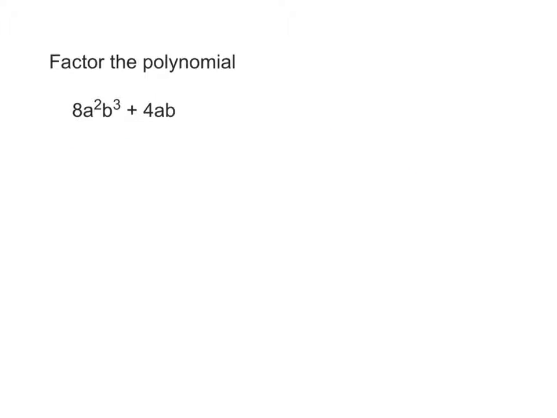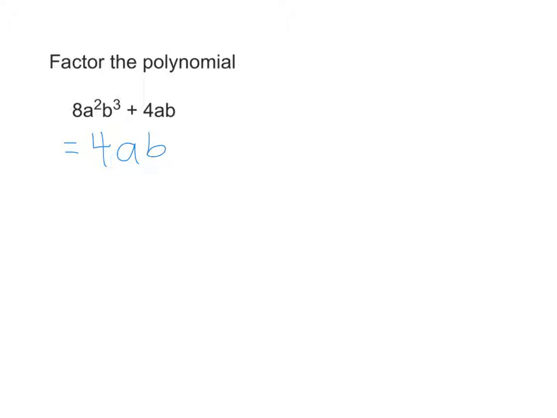Let's do this last one. We'll do it together fairly quickly. 8 and 4 have a common factor of? 4. Oh, also of 2, right? But we want the greatest common factor. So we're going to choose 4. Then 1a and a squared, so a and a. So a. And then b cubed and b have b in common.